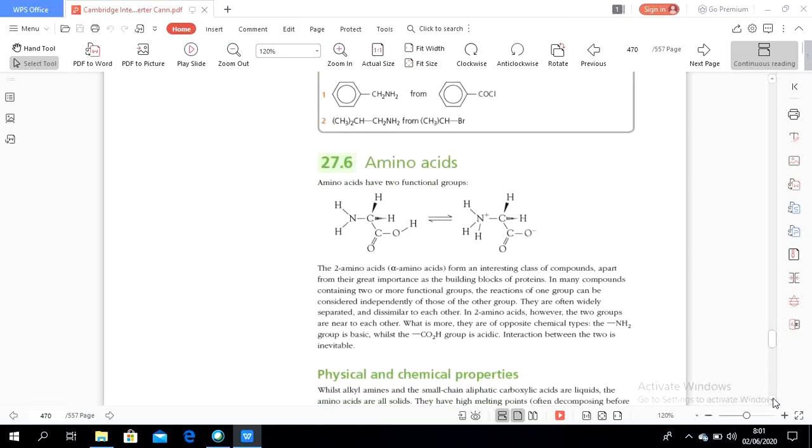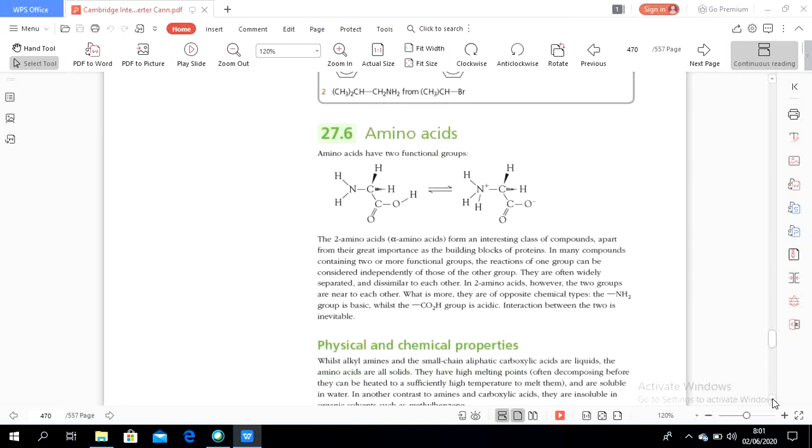Okay, now let's see the amino acids. Amino acids have two functional groups. The alpha amino acids form an interesting class of compound, apart from their great importance as the building blocks of protein. In many compounds containing two or more functional groups, the reaction of one group can be considered independently of those of the other group. They are often widely separated and dissimilar to each other.